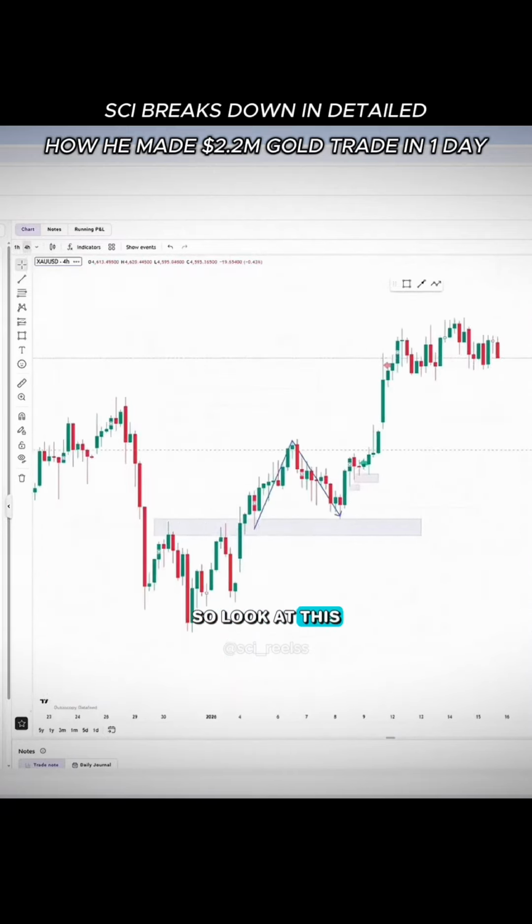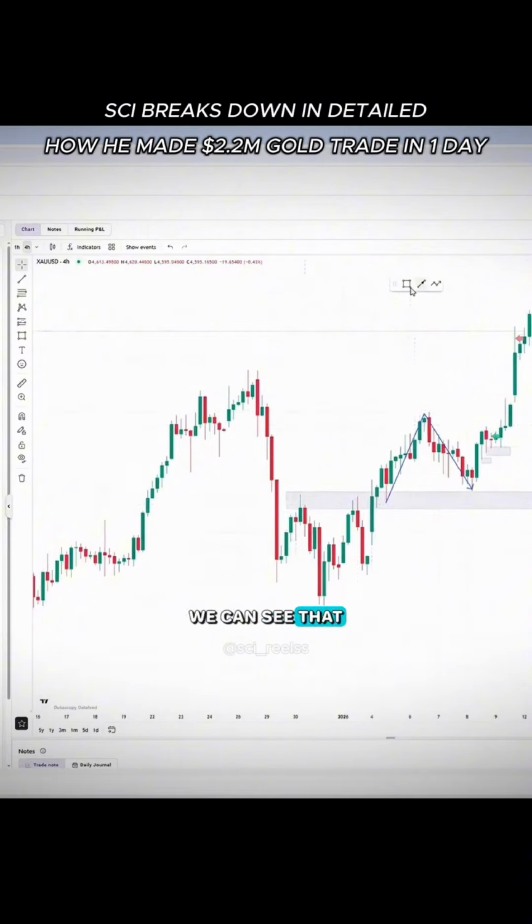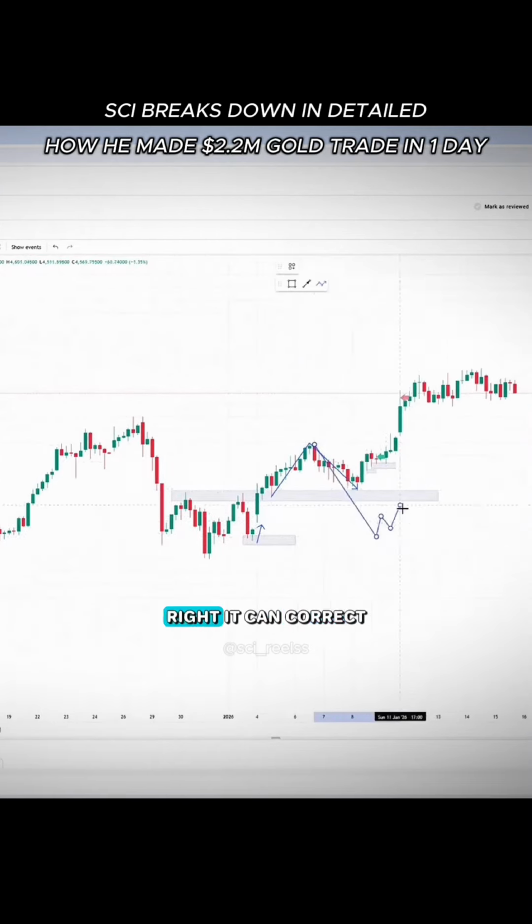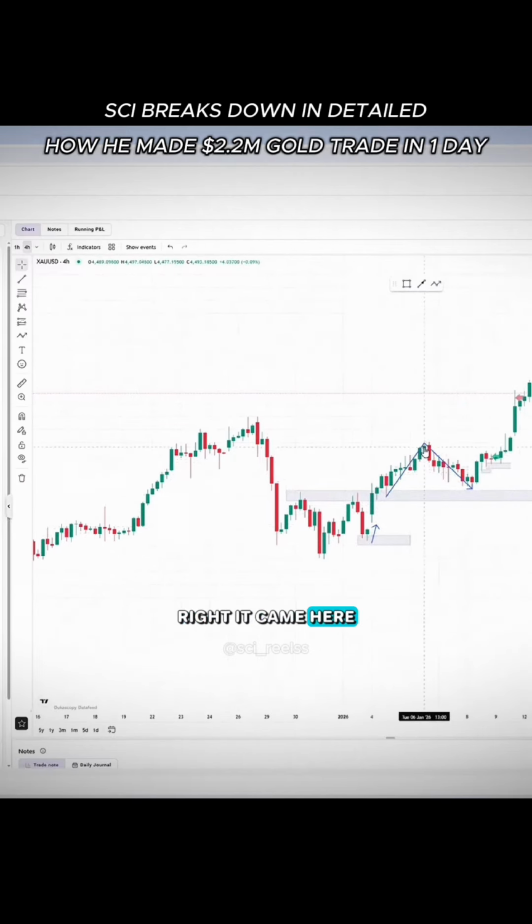So look at this. We go back to the 4-hour time frame. We can see that the last level that we had to sell from, or the last level of buyers, strong buyers, was here. So price could correct all the way back down to here before the trend turns bearish, right? It can correct all the way back down to there if it wanted to, but it didn't do that, right? It came here, stopped here, and showed us that it was ready to build back up.